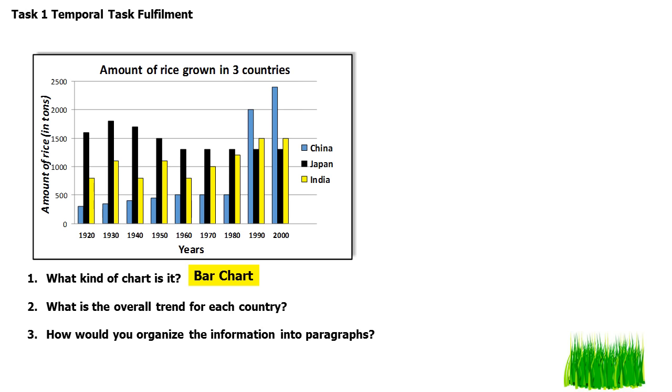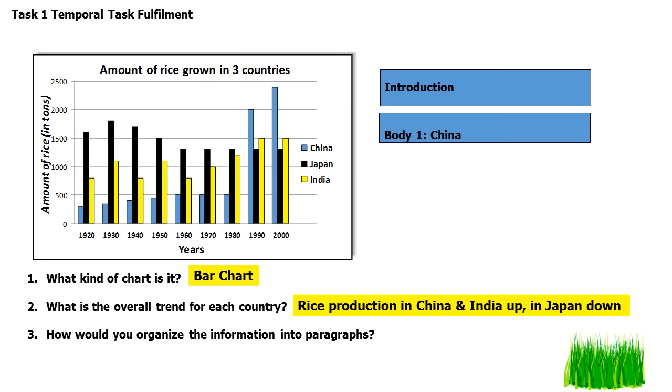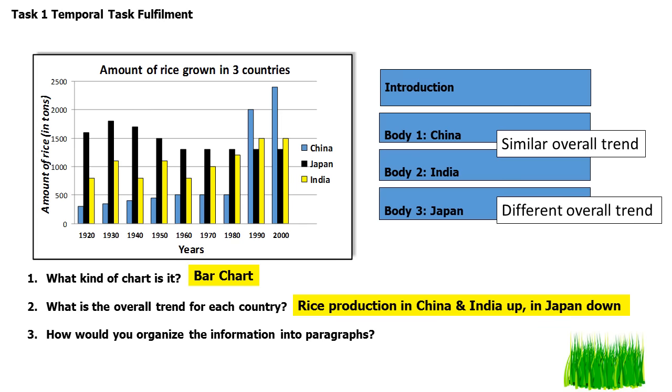The trend for China is up. What is the trend for Japan and for India? We can see that China and India are similar, have similar trends, while Japan has a different trend. To put this into paragraphs, we're going to make 4 paragraphs. Why are China and India our first 2 paragraphs of the body? It's because they have a similar overall trend, whereas Japan has a different overall trend.